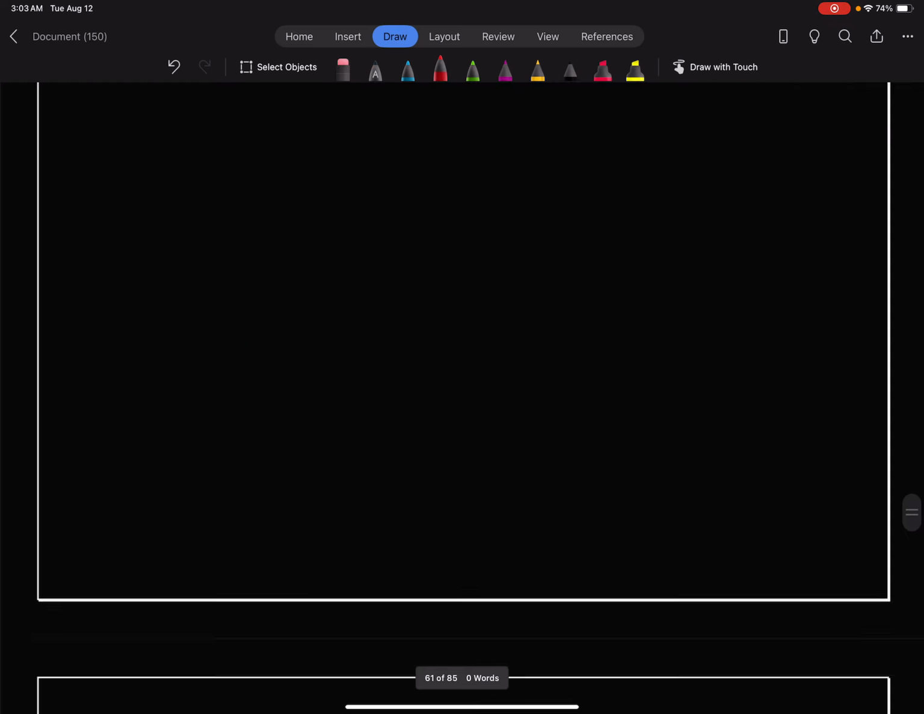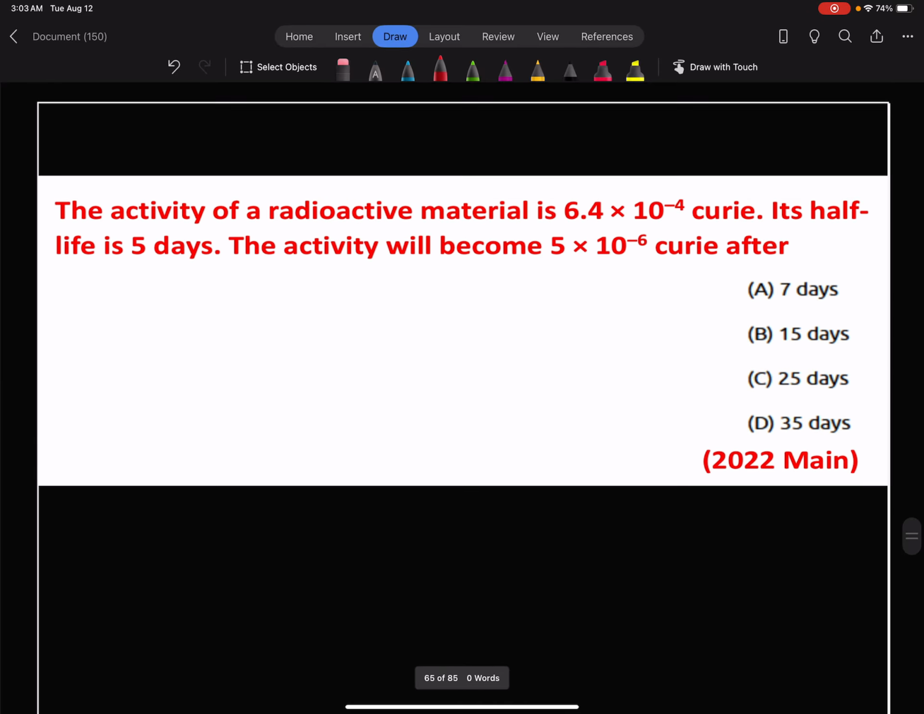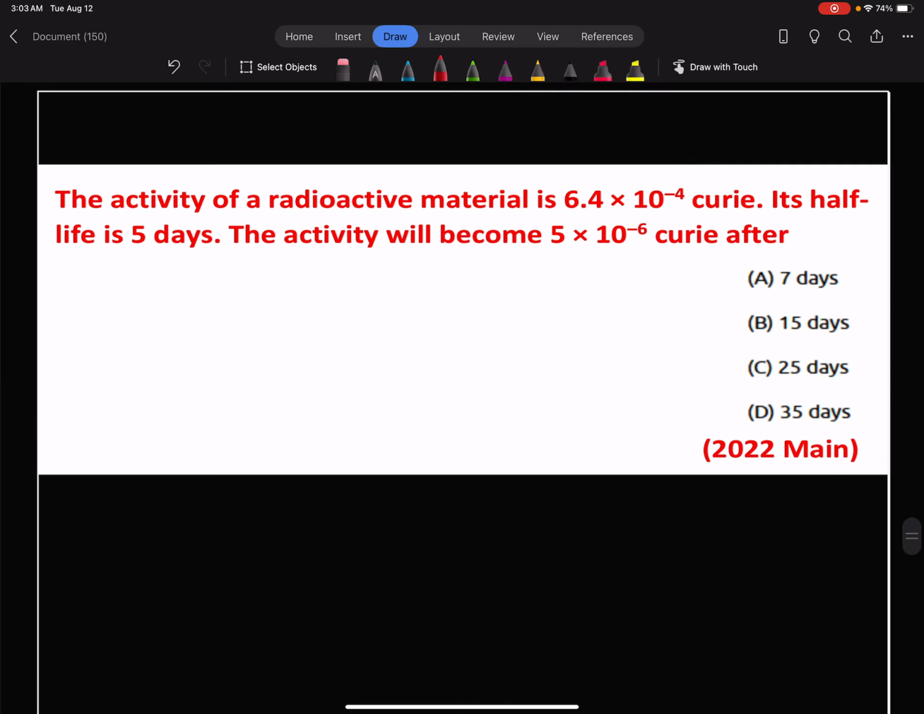Next question. It states that the activity of a radioactive material is 6.4 into 10 to the power minus 4 curie. Its half-life is 5 days. The activity will become 5 into 10 to the power minus 4 curie after. Same question, but asked a little bit differently, and here we have to find out the value of T.